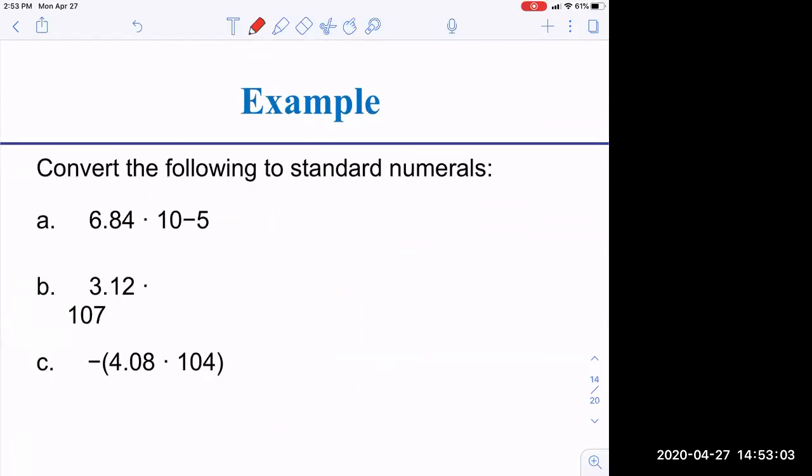Okay, this is really times 10 to the negative 5th. So that means I'm moving my decimal to the left 5 places. So I'm going to need 1, 2, 3, 4 zeros, then my 6, 8, 4. So very small number. This is really times 10 to the 7th. I'm moving my decimal place to the right 7 places, which gives me 3, 1, 2, and 5 more zeros.